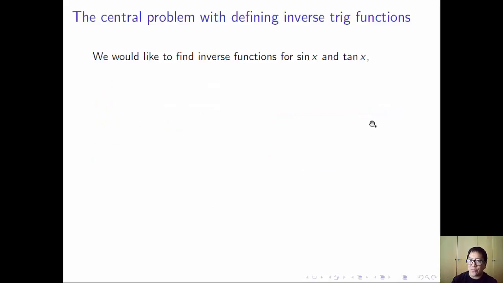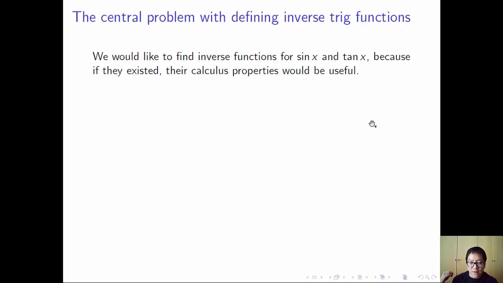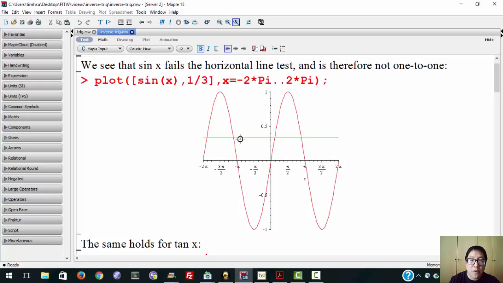Okay, so here's the central problem with trying to define the inverse trig functions. We would like to find inverse functions for sine x and tan x, because if there were such a thing, then their calculus properties would be very useful. But the problem is, here are the graphs of sine x and tan x. Well, we see right away, here in red is the graph of sine x, and it fails the horizontal line test. Here's the horizontal line, y equals 1/3, and it crosses the graph of sine x infinitely many times.